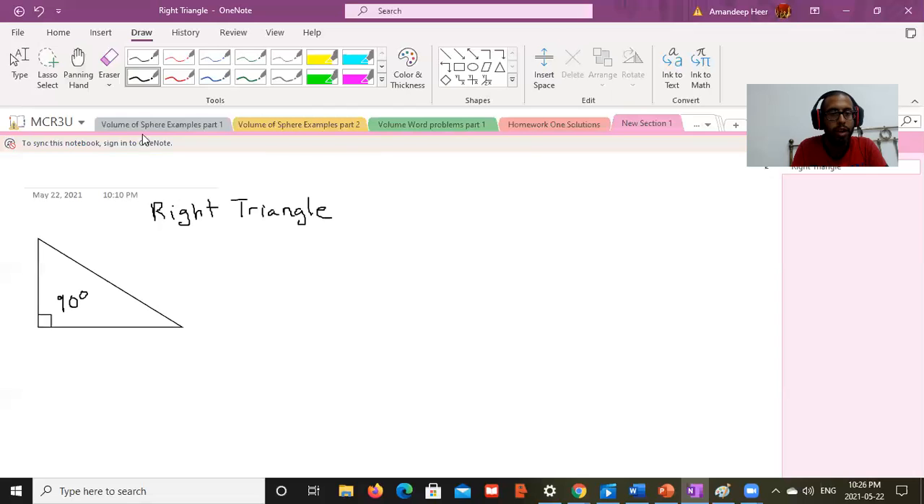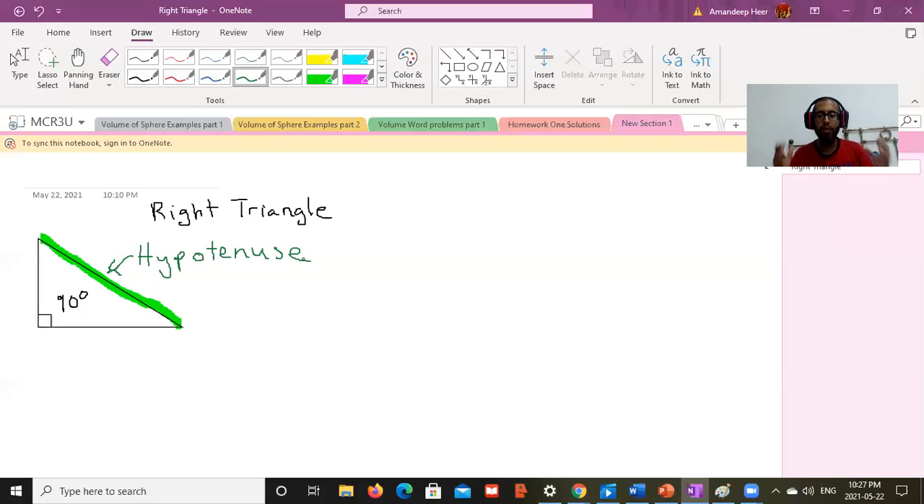Now, what is the hypotenuse? Well, the hypotenuse is the longest side of a right triangle. So if you look at the picture, is it this side? No. Is it this side? No. Is it this side? Yeah. So let's highlight that longest side of the right triangle. This right here is the hypotenuse. Okay, so I'm going to use green here. So this is going to be the hypotenuse. Okay, now the hypotenuse is the longest side of a right triangle.